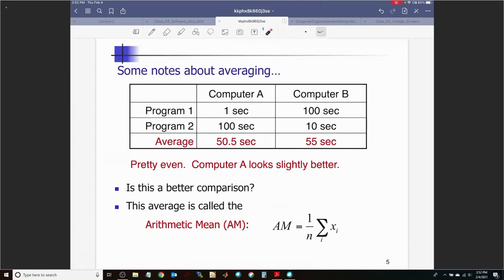Clearly, we are starting with arithmetic mean, which kind of tells you that it is not going to work. Right, so let's see what we have here. We have computer A and computer B. Still, we have two computers that we are comparing. It takes 1 second to run program 1 on computer A, and it takes 100 seconds for the same program to run on computer B. So if I just look at program 1, computer B is not doing a good job. Now, if I just look at program 2, computer A is not doing a good job, right?